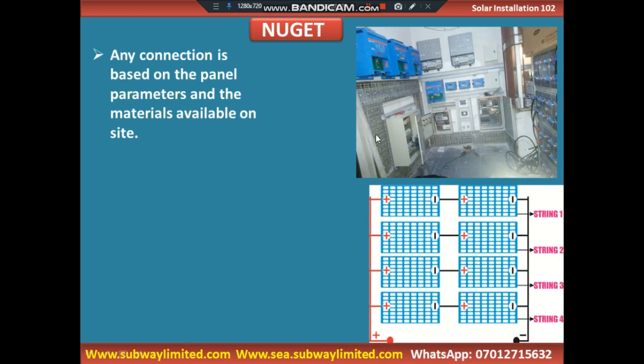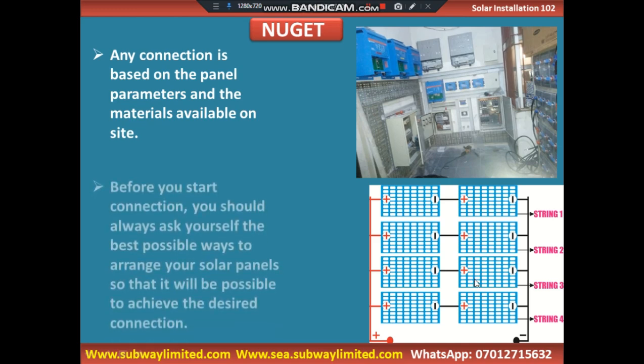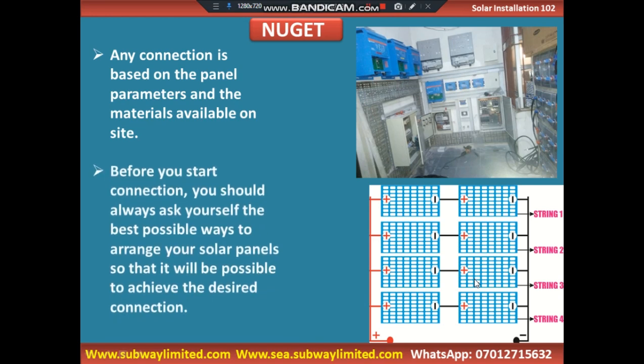And another thing, if you look at this figure here, you see it connected in strings: string 1, string 2, string 3, and string 4. What informs how you connect this in strings, or are you going to connect all of them? This is about 8 solar panels. Are you going to connect them all in series, or connect them in series and then in parallel, as you have seen here? So those are some of the factors you have to consider before you start connecting your solar panel.